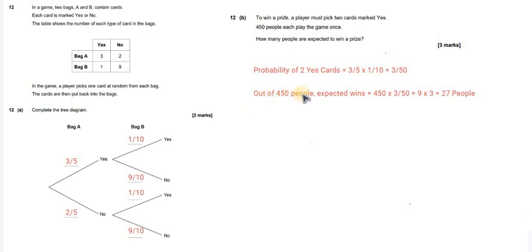So out of 450 people, the expected wins is equal to 450 times 3 over 50, the probability of a win. And so that's 9 times 3, which is equal to 27 people. Where did I get the 9 from? 450 divided by 50, that's 9, times the 3, 27 people. Okay.